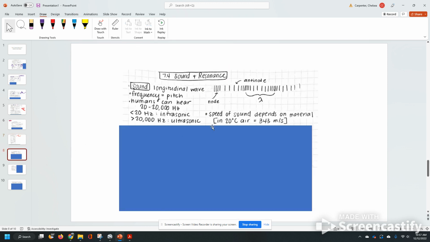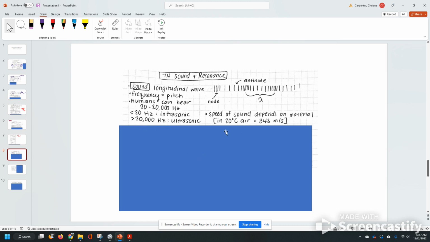All right, now we're on to 7.4, our last topic. So this is all about sound and resonance. Sound is a longitudinal wave, as I mentioned earlier. The frequency is not equal to, but it relates to the pitch. So a higher frequency is a higher pitch. Humans can usually hear between 20 and 20,000 hertz. Anything less than 20 is called infrasonic, and anything over 20,000 is ultrasonic.